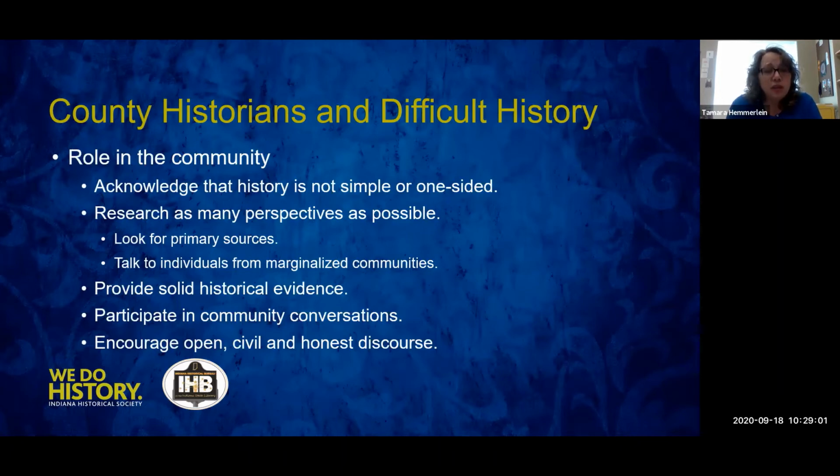Make sure that you research as many perspectives as possible with every story. Think about all of the viewpoints. Think about how that story, that history, touched different communities within your larger community. Always look for primary sources. If you're looking at distant history, look for those written sources that are primary sources.